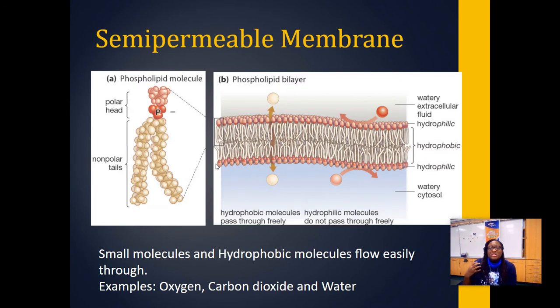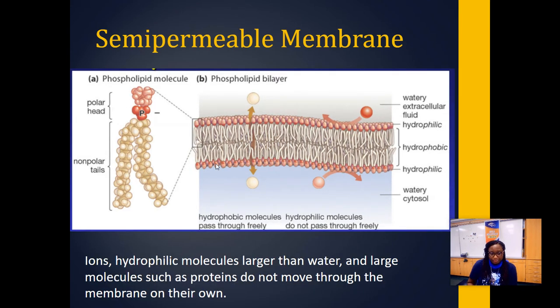So our cell membranes are known as semi-permeable. A semi-permeable membrane allows small molecules to transport through. They're able to fit through the different spaces within that phospholipid bilayer, and they're able to flow through and out of the cell easily. Examples of these small molecules are oxygen, carbon dioxide, and also water, which are able to go into and out of the cell.